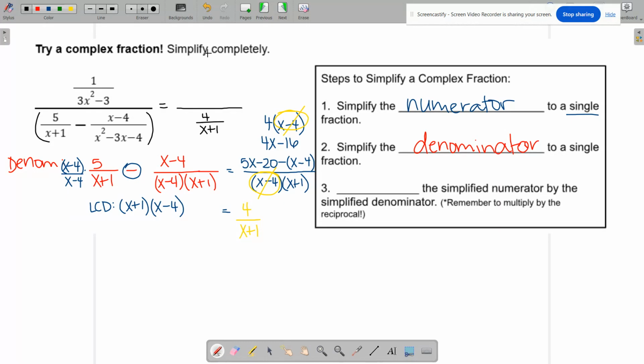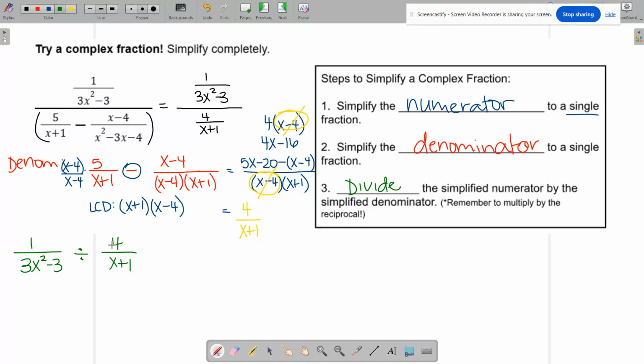And this numerator, really the only thing that's possible to do here is we could factor this. I'll do that in the next step. But now at least we have a fraction over another fraction. And remember, this means division, that fraction bar. So our final step is to go ahead and divide the simplified numerator by the simplified denominator. So remember, this is like saying 1 over 3x squared minus 3 divided by, you could write it like this, 4 over x plus 1.